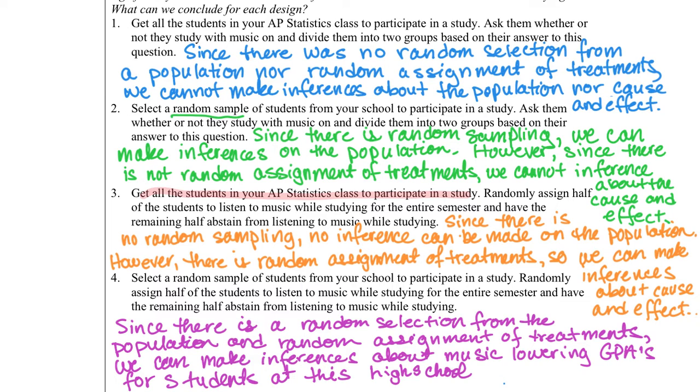Now notice I said students at this high school, because that is my population. You do not want to say it's for all high school students. That would be incorrect. So we cannot make any inferences beyond our sampling population.